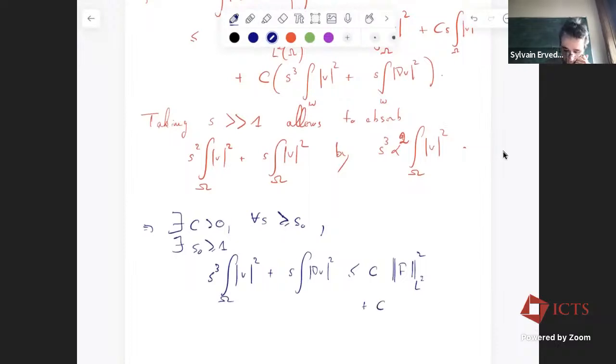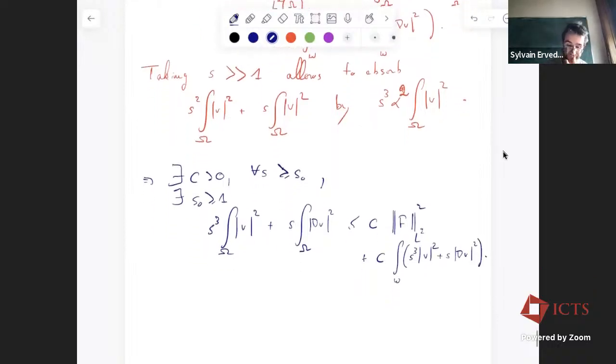So these ones are on capital omega, and the other ones are on small omega. So this is s^3 v squared plus s gradient of v squared. Okay, so that basically ends the proof.